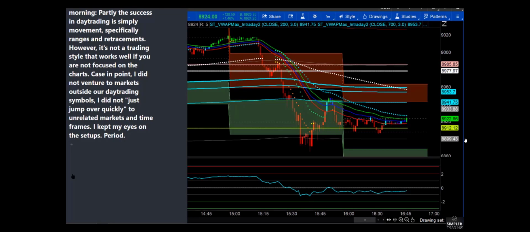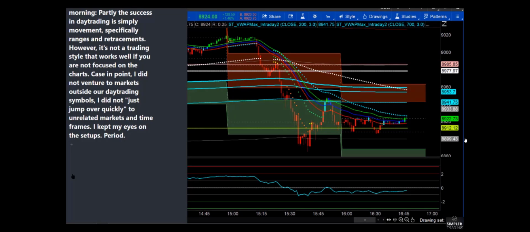I can't control that. What I can control is whether or not I'm focused on the particular symbols and the particular time frames, meaning 1 minute. Today that meant the NQ, the YM, the Canadian dollar futures, and the crude oil futures. And so I didn't venture into outside markets. I didn't look at daily time frames. I didn't do that. I didn't distract myself, right?